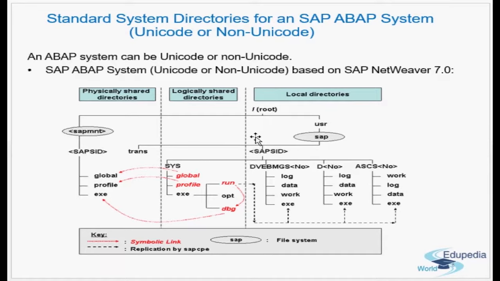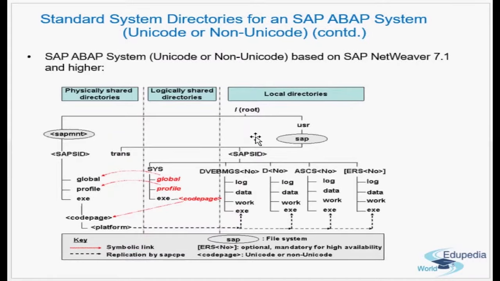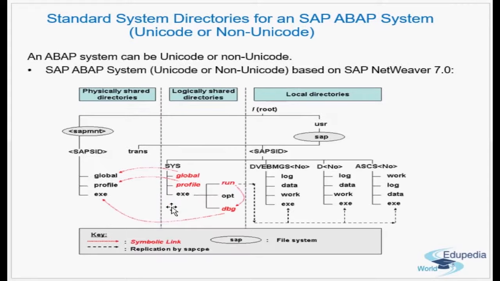This is an ABAP system, which can be Unicode or non-Unicode, based on SAP NetWeaver up to 7.0. Now the same ABAP system on SAP NetWeaver 7.1 and higher. Now we'll see what changes were made. The basic structure is the same: root, with physically, logically and locally shared directories. You have /sapmnt/SID, /usr/sap/SID, /usr/sap/trans. Only one minor change is made. Here in exe we have run, opt and dbg.